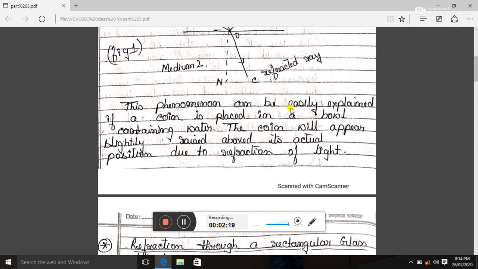So this phenomenon can be easily explained if a coin is placed in a bowl containing water. The coin will appear slightly raised above its actual position due to refraction of light. So the refraction of light can be easily studied with the help of one example. First let me take one bowl, and in that bowl I will put some water. If I place a coin in that bowl, we will see that the coin will be a little above the actual position. This is nothing but the refraction of light.